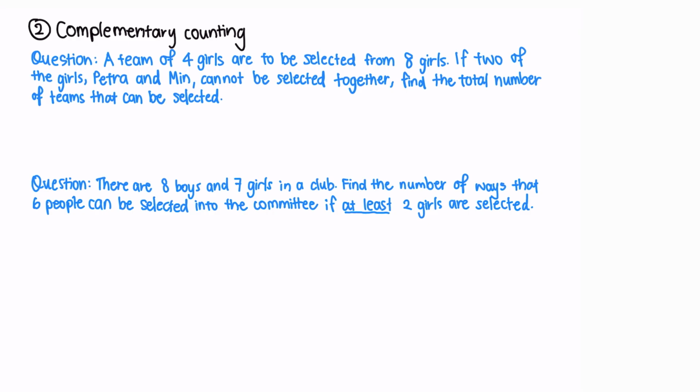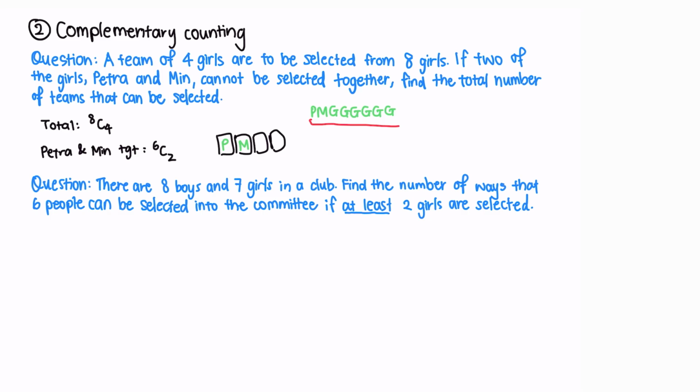Alright, so let's start. Our total number of ways is choosing 4 girls from 8 girls, which is just 8 choose 4. And the number of ways that Petra and Min are selected together is actually 6 choose 2. Because right, out of the 4 spaces that can be selected, what we want is that 1 is selected for Petra and 1 for Min already. At the start, we have 8 girls, including Petra and Min. But since Petra and Min are already selected together, this leaves us with 6 girls left to be placed into the 2 remaining spaces. So this just gives us the number of ways that Petra and Min are selected together.